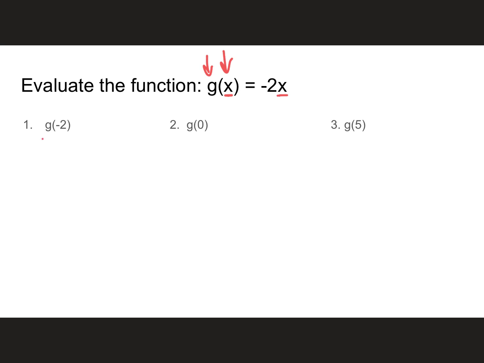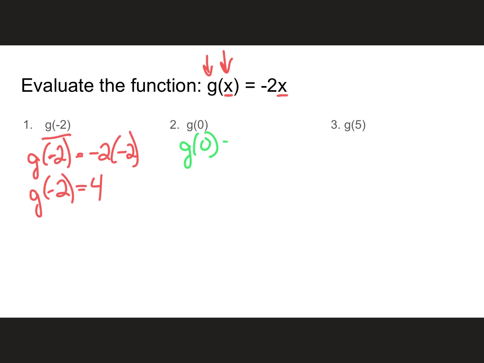So when it asks me for g of negative 2, g of negative 2 equals negative 2 times negative 2. Notice I'm going to put it in parentheses so I make sure I remember to multiply. Well, negative 2 times negative 2 is simply 4. So g of negative 2 is 4. Here I have g of 0. So g of 0 equals negative 2 times 0, which is just going to give me 0.